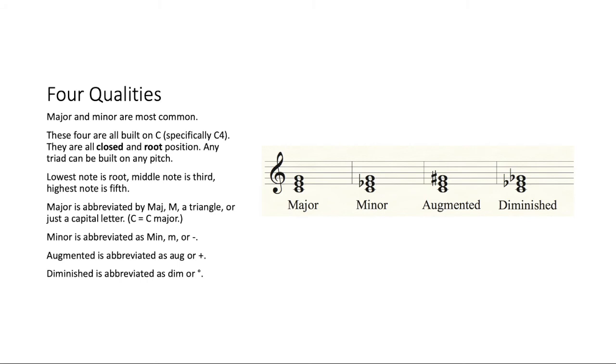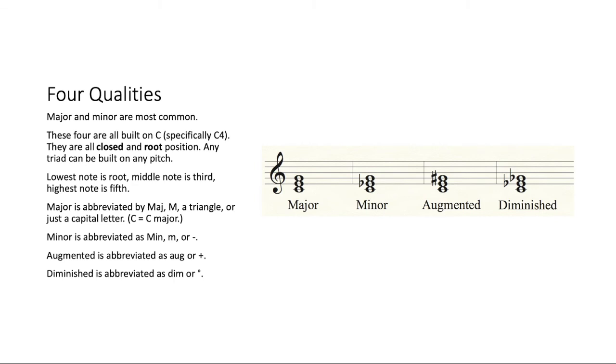There are four qualities for triads: major, minor, augmented, and diminished. The major and minor qualities are the most common. These four we see here on the screen are all built on middle C, specifically C4, and they are all closed and root position triads. Any triad can be built on any pitch.